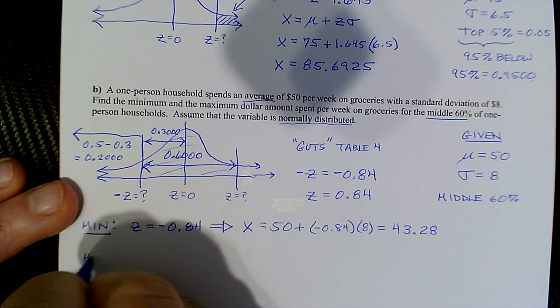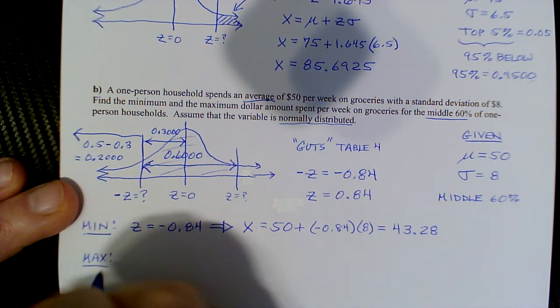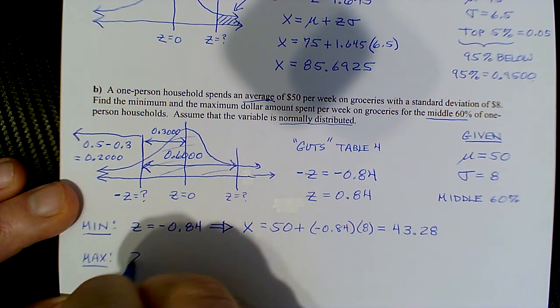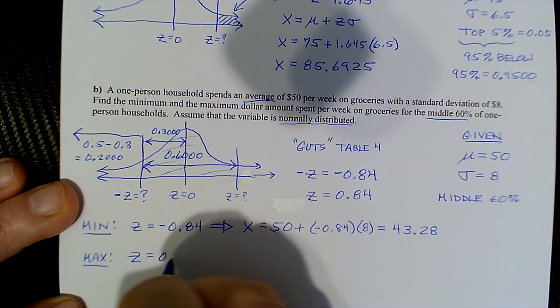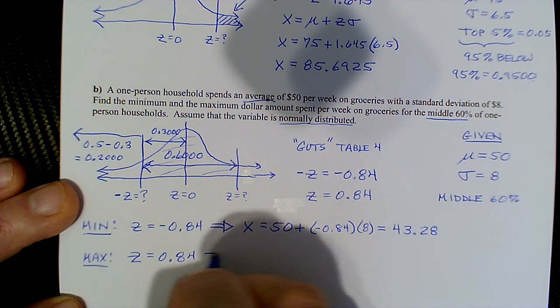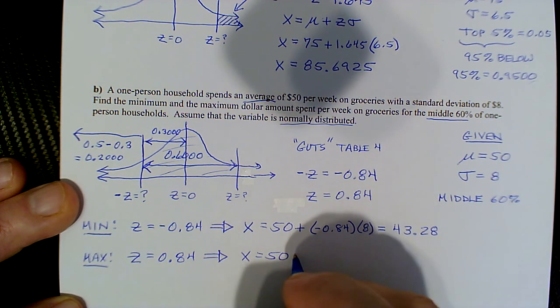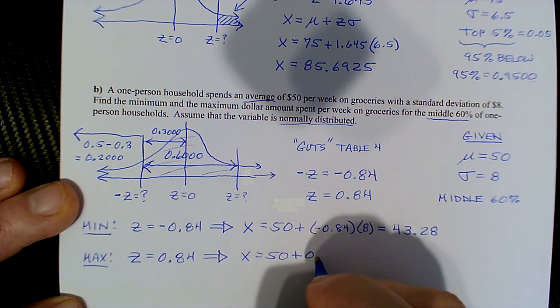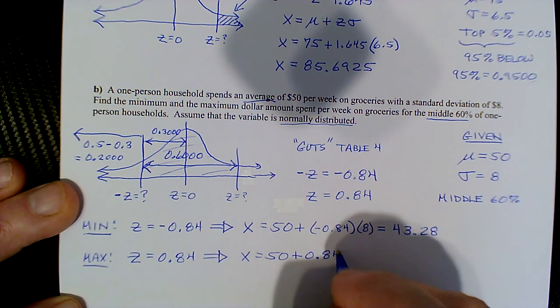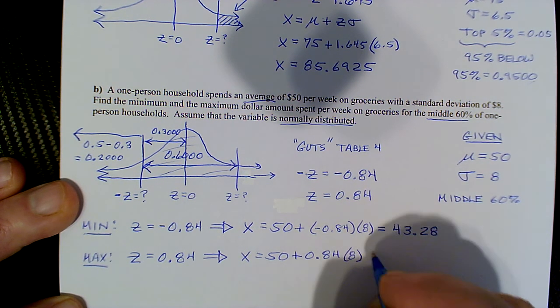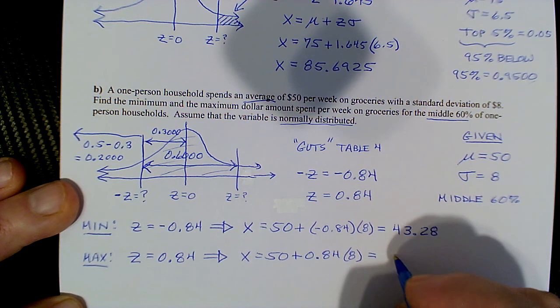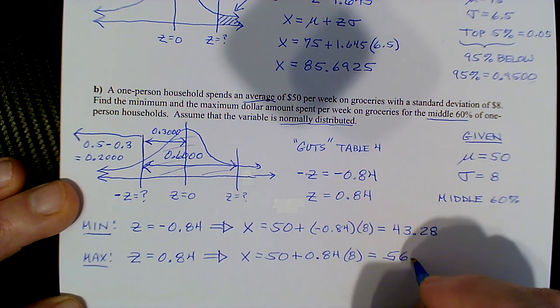And then for the maximum, that's when z is positive 0.84. So then we get that x equals 50 plus a positive 0.84 times 8. And we get 56.72.